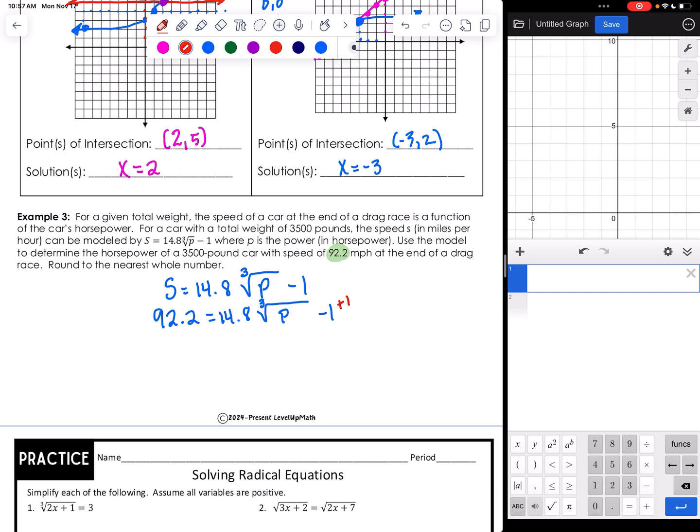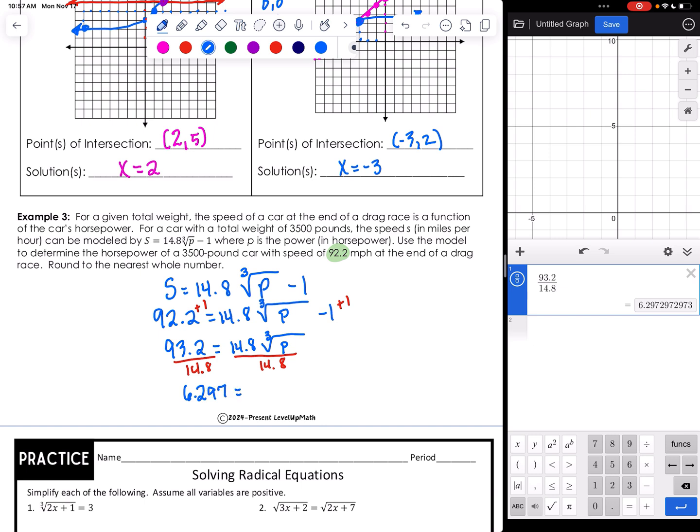So starting out, we'll add 1 to both sides. So that will give us 93.2 equals 14.8 times the cube root of p. Now divide both sides by 14.8. And that will give us, let's see, 93.2 divided by 14.8. I'll round this to 6.297 equals cube root of p.